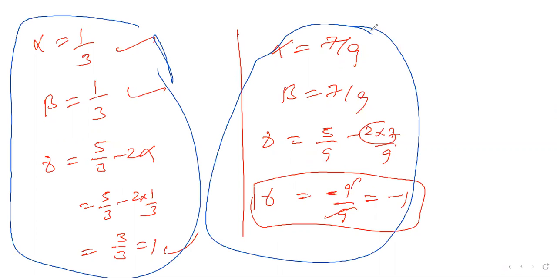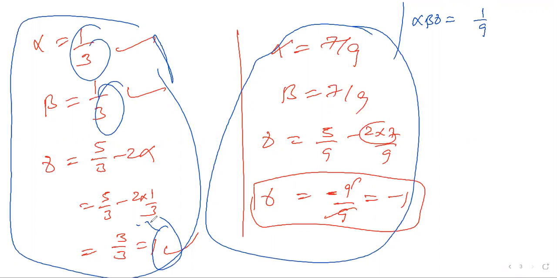But there is one condition. I'll check it out. Out of the 3, what is the value of alpha, beta, gamma they mentioned? Alpha, beta, gamma is 1 by 9. If you multiply alpha, beta, gamma as 1 by 3, 1 by 3, 1, how much do you get? 1 by 9. So this answer is correct. Verification is done.